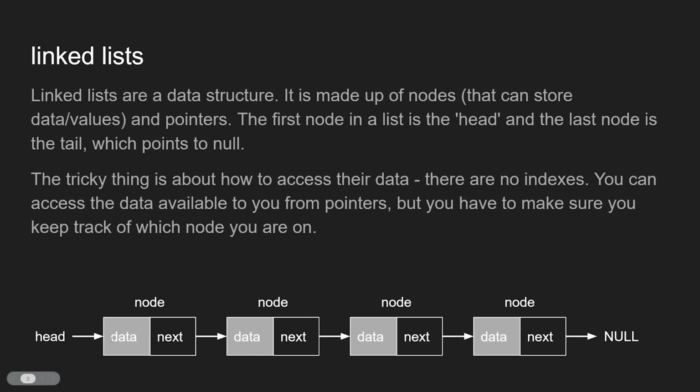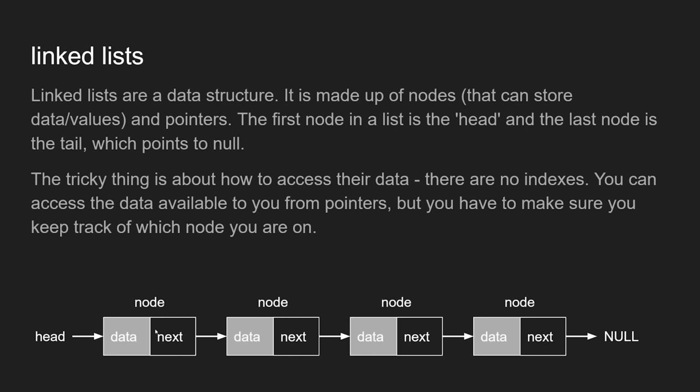Like for example, if you start with the head node, you will see this. And if you say node.next, then you're referring to this node. So node.next.data, for example, would get you the data from this node.